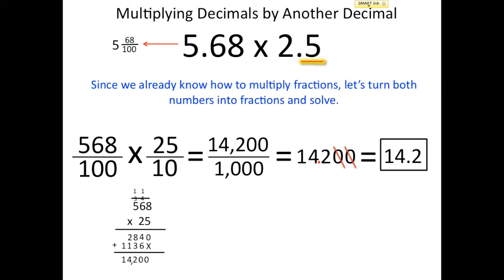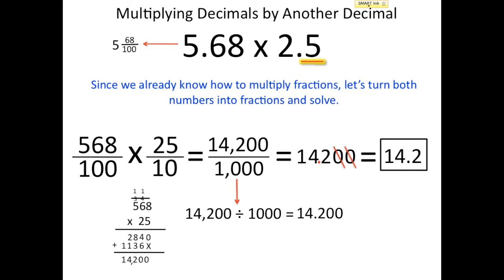Let's take a look at this another way. 14,200 over 1,000 can be written as division, right? Because the fraction line literally means divided by. I could set it up like this, 14,200 divided by 1,000. We know how to divide by 1,000. We're going to move the decimal point over to the left 3 spaces to make the number 1,000 times smaller.